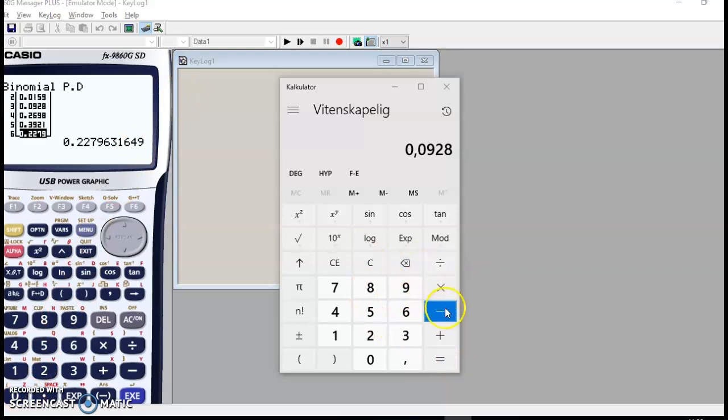Just double check with this other calculator, 0.0928 plus 0.2698 plus 0.3921 plus 0.2279. So these are the probabilities for 2 trouts, 3, 4, and 5 trouts longer than 35 centimeters. And we add them up and we find 0.983, or 98.3% probability.